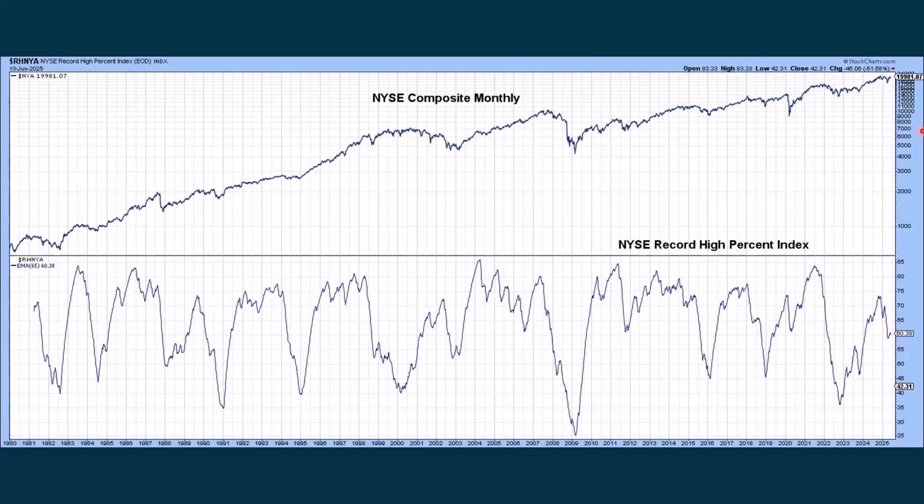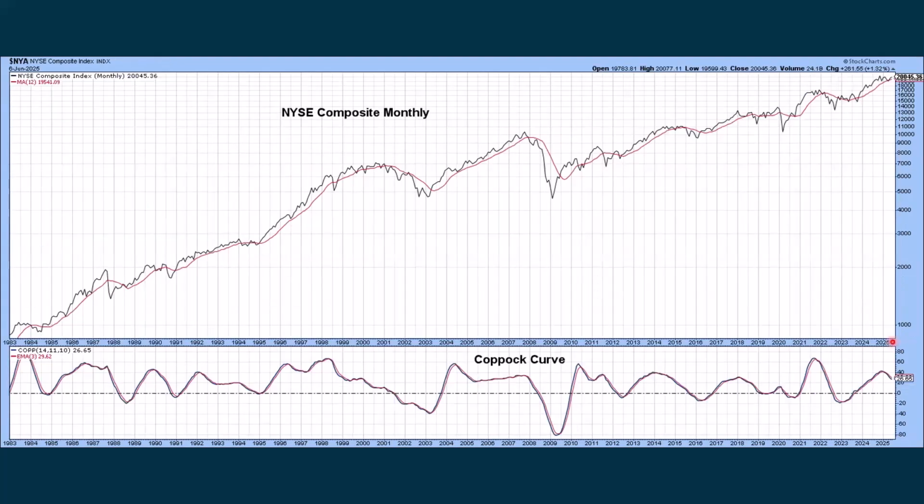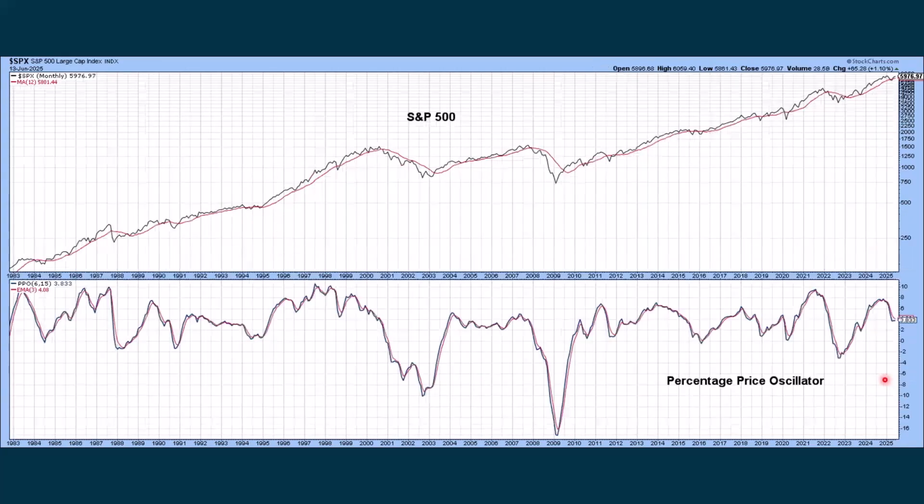Another monthly chart of the NYSE. This is the NYSE record high percent index. It was really coming down with everything else. We hit the lows and it's trying to bounce back up. Then another monthly chart of the NYSE, still above the moving average. And this is from a week ago, so you can't see there's much of a change there. And this is the current chart here.